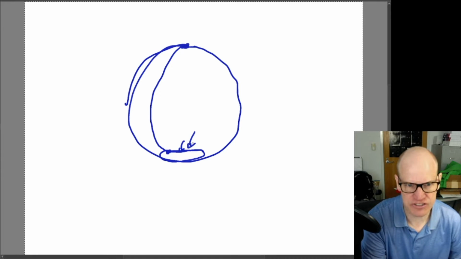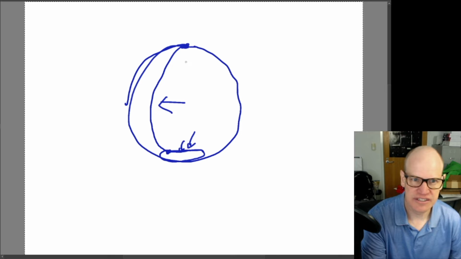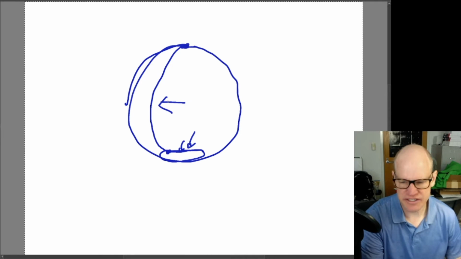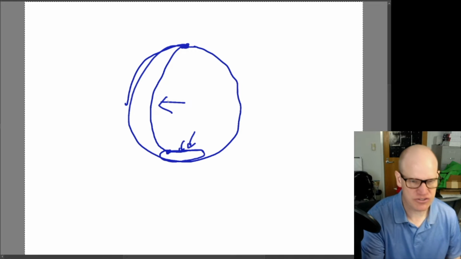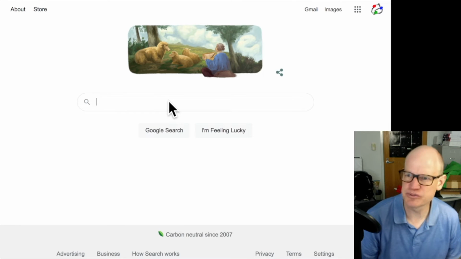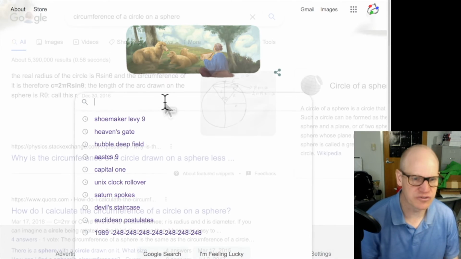And the circumference is going to be less than the radius in that case, which is kind of weird. So the relationship between the radius of a circle on a sphere and the circumference of the circle on a sphere depends upon the size of the sphere that you're talking about. So let's take a look at that, just so that we can disabuse ourselves of all the things that we thought we knew.